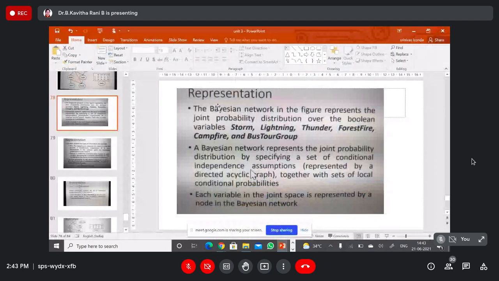So if you're having any data, in that particular data set, some variables will be considered as conditionally independent and some variables will be considered as conditionally dependent. So based upon the data, we have to find the probability for the new instance, to which particular outcome or class it belongs to. Okay.